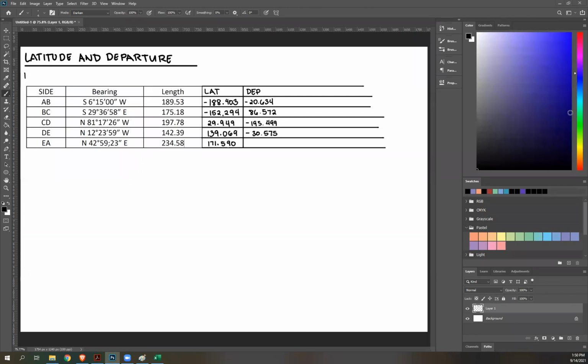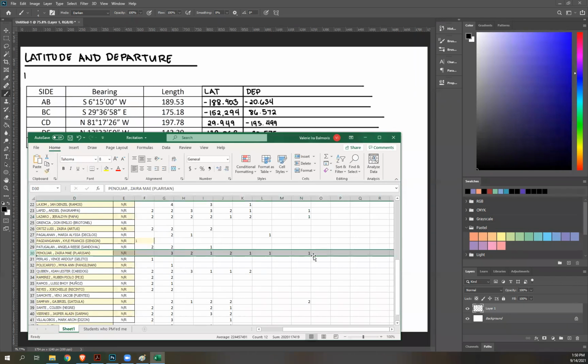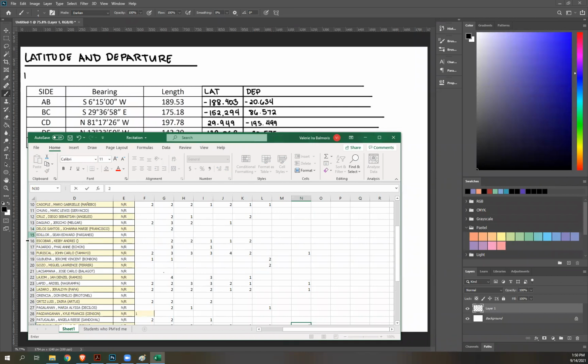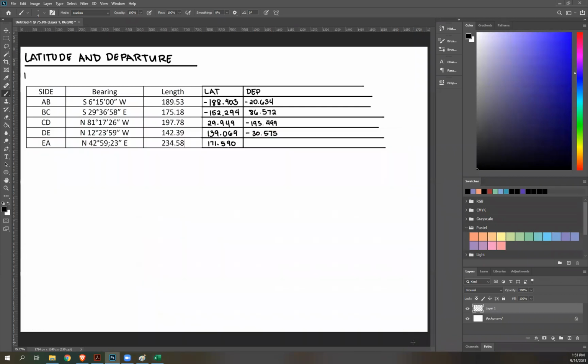And then, what about EA? Correct. Zaira and Carlo. It's positive 2 159. Okay, so that's the first part. That's how you get latitude and departure.